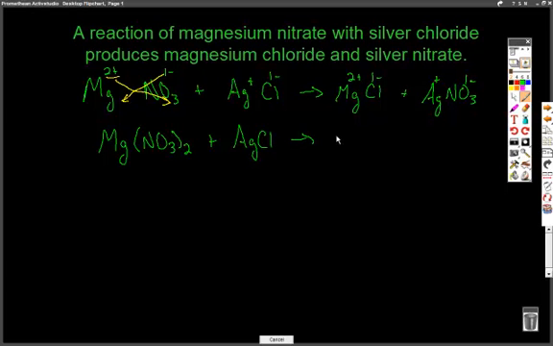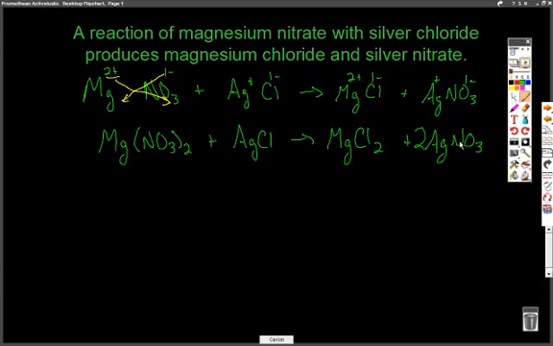Next, we're going to have magnesium chloride, and that again doesn't add up to 0, so we need to switch the numbers there, and the chlorine gets a 2, so MgCl2. And lastly, 1-to-1 ratio adds up to 0, so it's a 1-to-1 ratio, and it's AgNO3. Now we need to balance this. This is going to be balanced here with a 2.